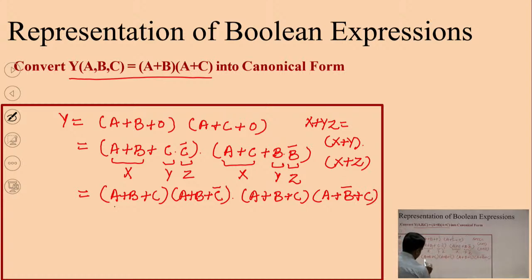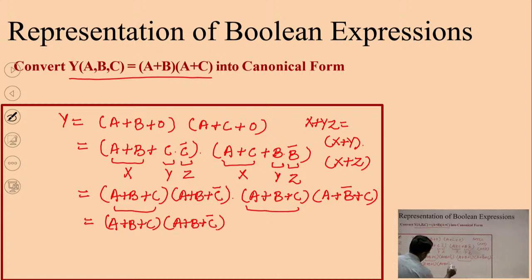Now I can check that this A plus B plus C is getting repeated, so I can remove one of these. So the final canonical form becomes A plus B plus C into A plus B plus C complement, and the last one will be A plus B bar plus C. So this becomes the canonical POS for the given non-canonical POS expression. This is how we can convert a non-canonical form into canonical form.